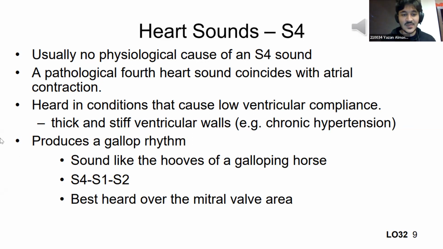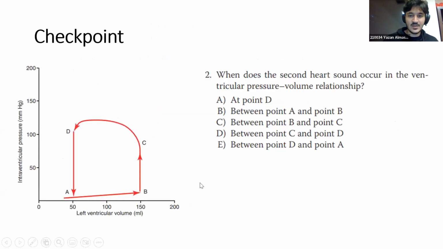It has a gallop rhythm, like a galloping horse, and it's best heard over the mitral valve area. There's nothing new here. I explained it all in a different slide. All the points are clear. Can we move on?